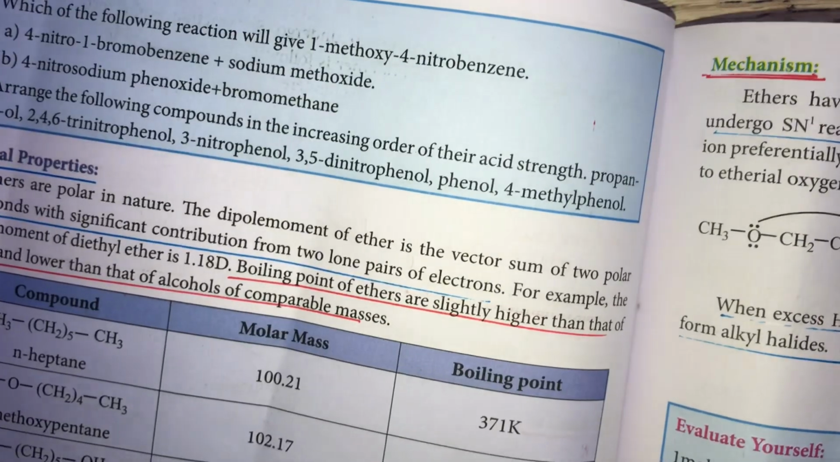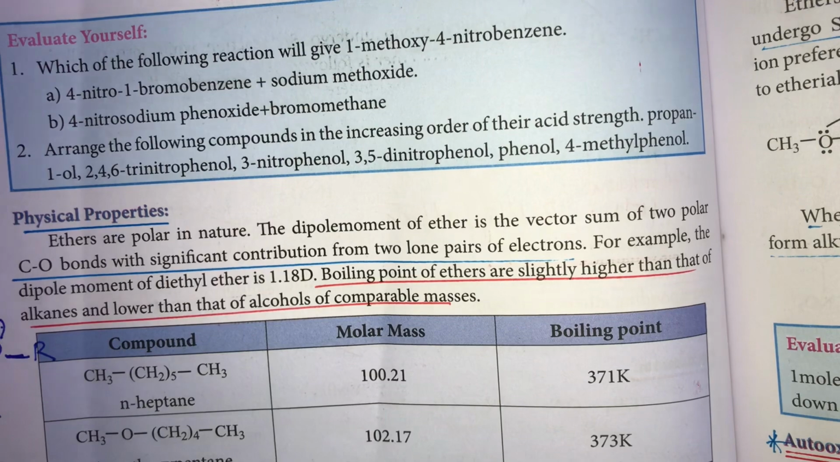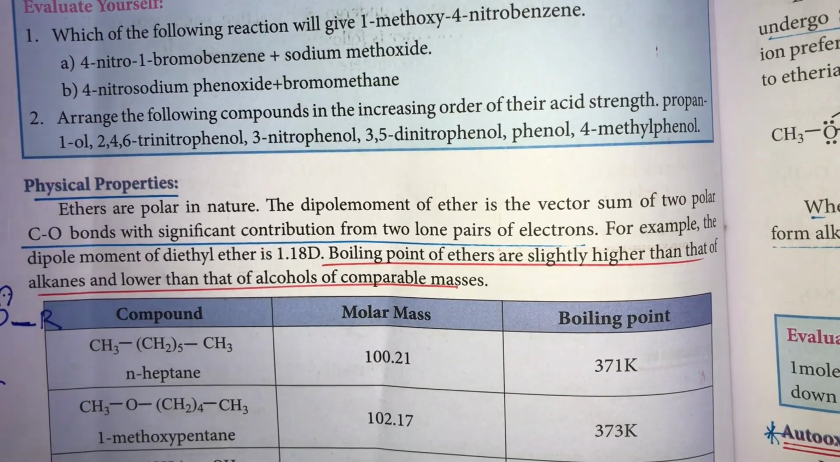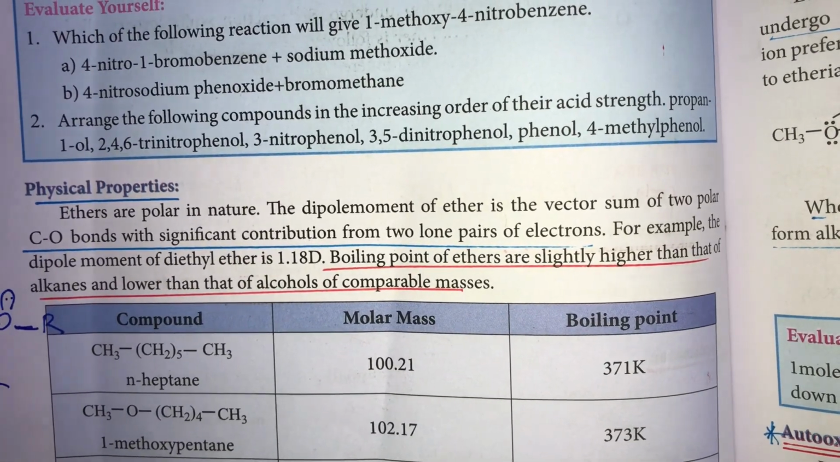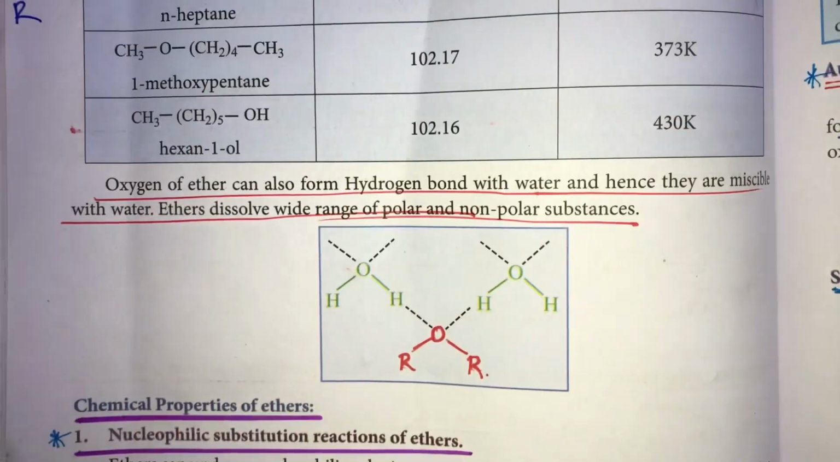The next one is chemical properties of ether. The two polar bonds are significant for the contribution of the lone pair of electrons, and the dipole moment of ether is 1.18. The boiling point of ether is slightly higher than that of alkanes and lower than that of alcohol.